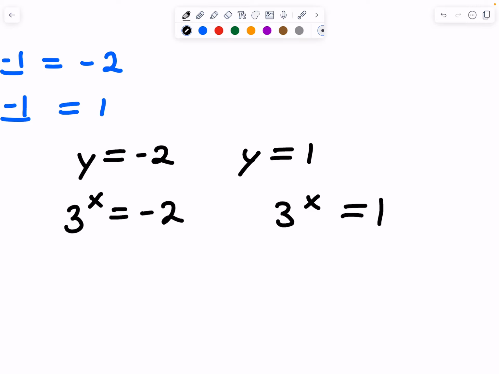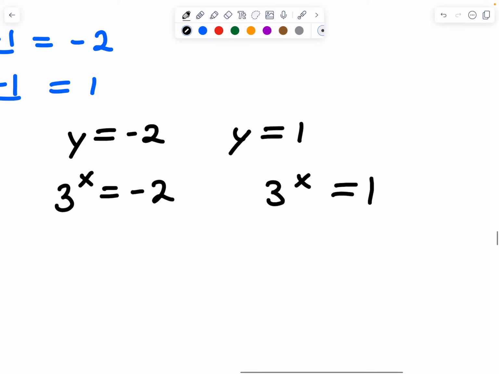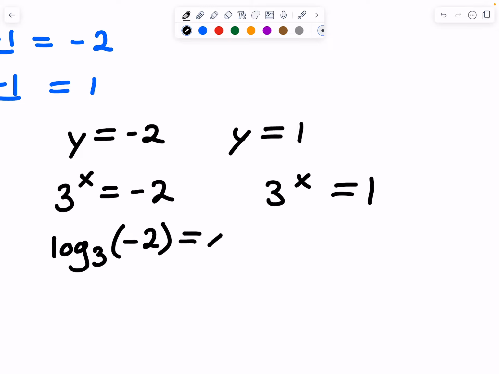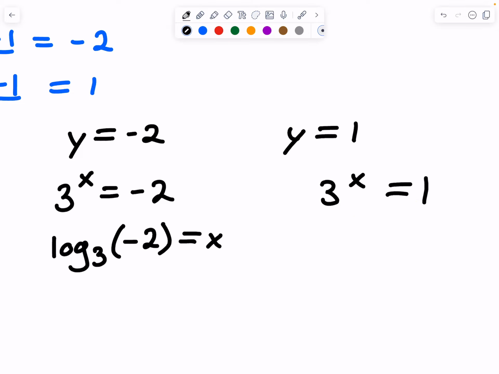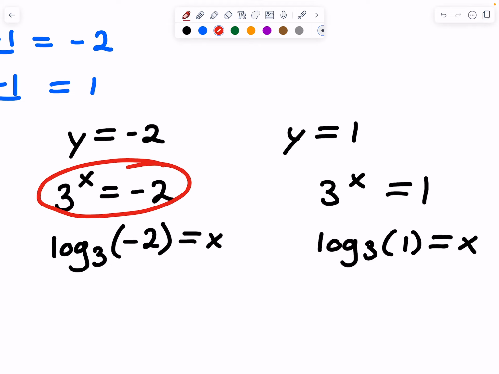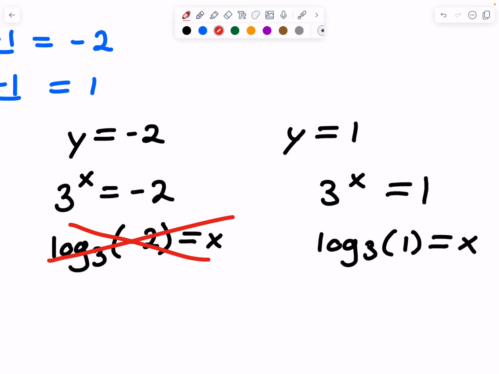And then from here, to solve these two equations, we can rewrite them as a logarithm. So our base is going to be 3, and this one, our argument is -2. Over here, our base is going to be 3, and our argument will be 1. And you might notice in this step, if you are paying attention, that this has no answers. You cannot take the logarithm of a negative number. So that equation will give us no solutions.